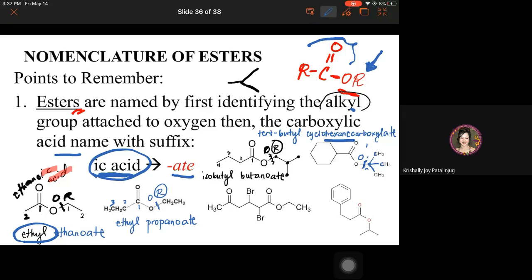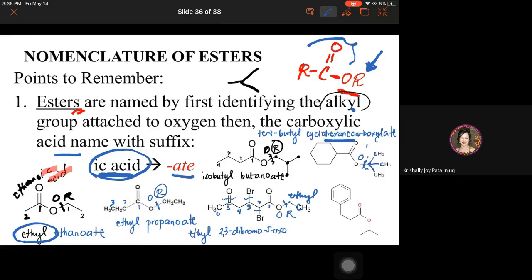Next. This is the OR group sa iyang ester. So this is ethyl, tama? This is ethyl. Carbon 1, then 2. So ethyl, sulat. Then this would be carbon 1, 2, 3, 4, 5, 6. Okay? So hexanoic acid ang corresponding carboxylic acid name. But dili lang siya plainly hexanoic acid. Kay naa man siya mga substituent. Carbon 2, carbon 3, naay bromo. Carbon 5 naay oxo. So mahimo siya 2, 3, dibromo. What else? 5, oxo.